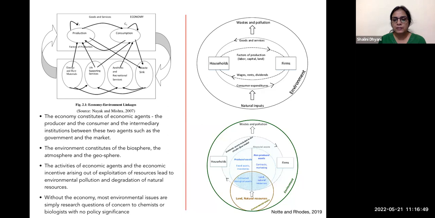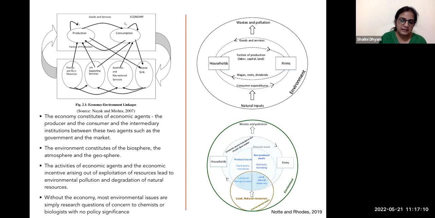And you can see the same thing in these diagrams. The environment is constituted of the biosphere. So we have the biosphere, the atmosphere, the aerial atmosphere, and the geosphere, the underground subsurface, and how geological and biogeochemical cycles are running. They all constitute this entire environment.